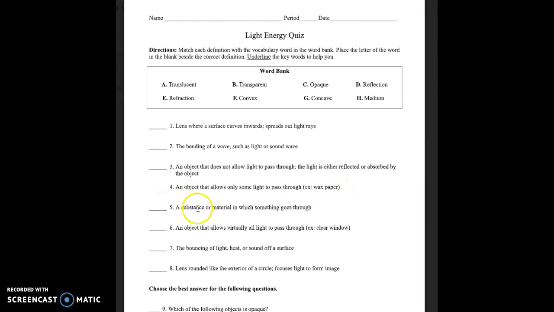Number 5. A substance or material in which something goes through. Number 6. An object that allows virtually all light to pass through. Example, clear window. Number 7. The bouncing of light, heat, or sound off of the surface. Number 8. Lens rounded like the exterior of a circle, focuses light to form image.